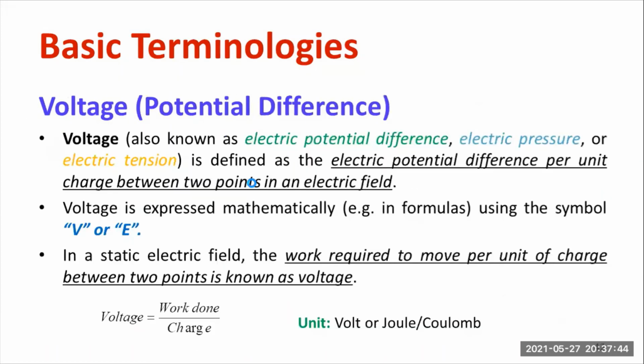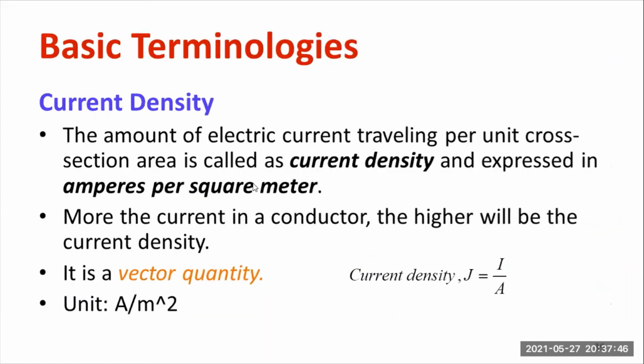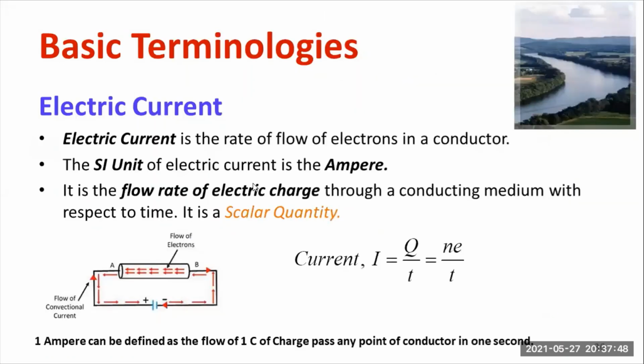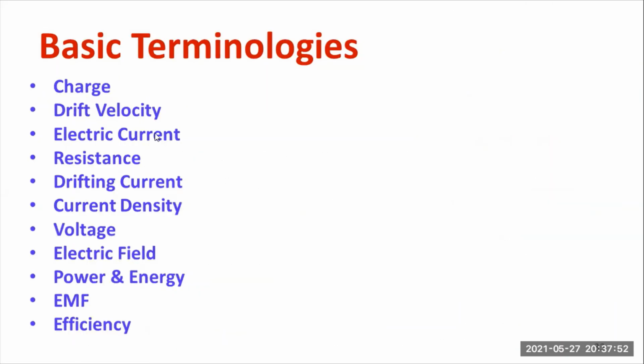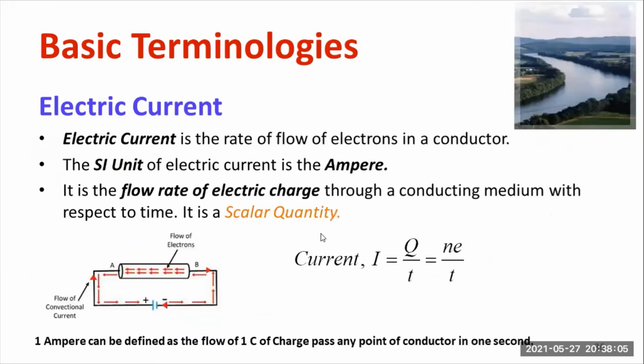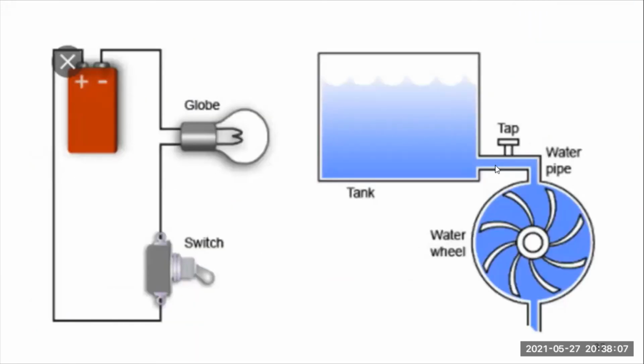So let me conclude. In this session, I have discussed the different terminologies used in basic electrical engineering: charge, drift velocity, electric current, resistance, drift current, current density, voltage, conductance and conductivity, electric field, power and energy, EMF and efficiency. And I made a suitable comparison: current flow is compared with water flow, and the switch, that is a controlling unit, with the tap.